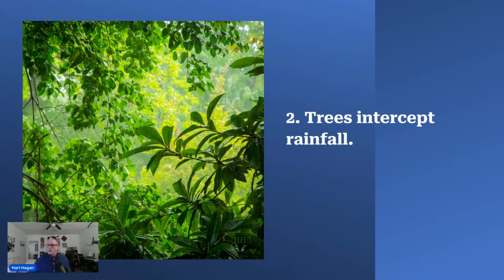Now, another way that forests drive our water cycles is that trees intercept rainfall. Trees, plants, good soil, ecosystems intercept rainfall. And when that happens, what happens when you intercept rainfall?